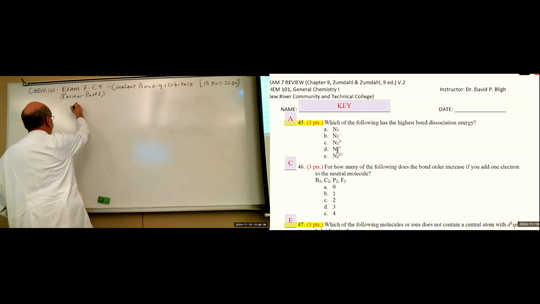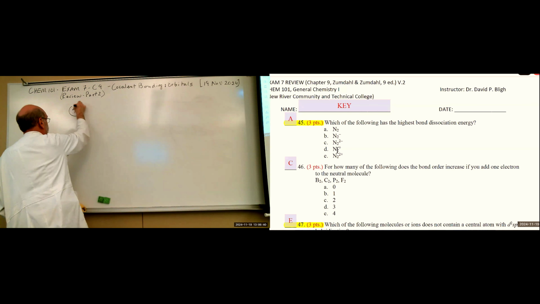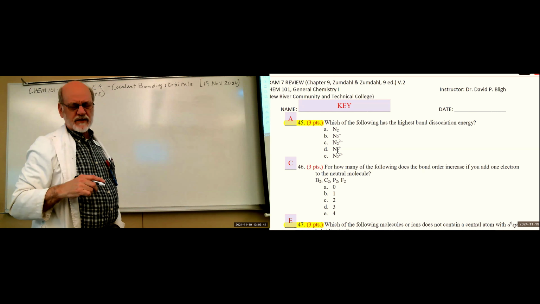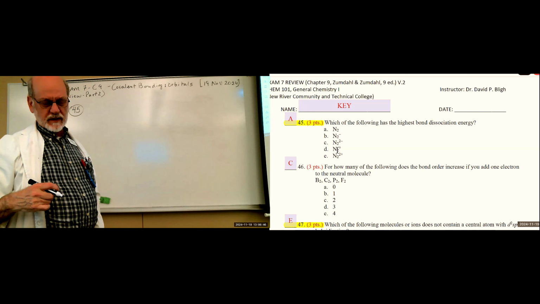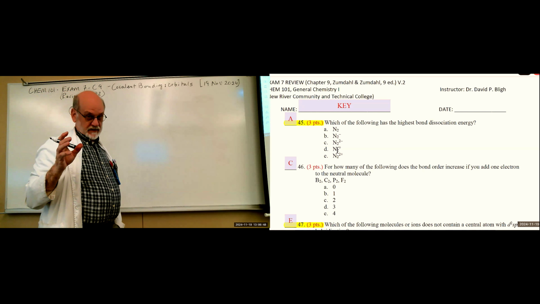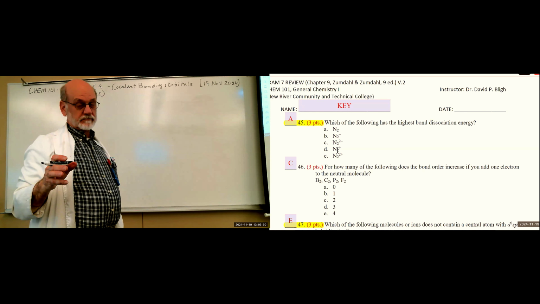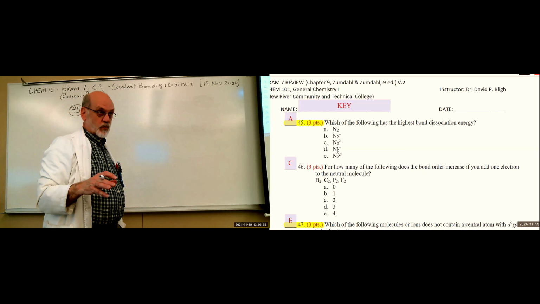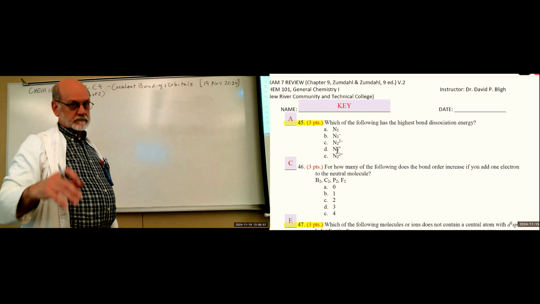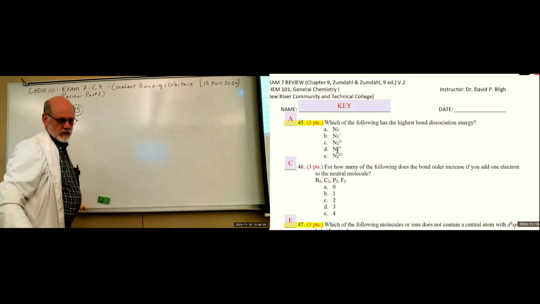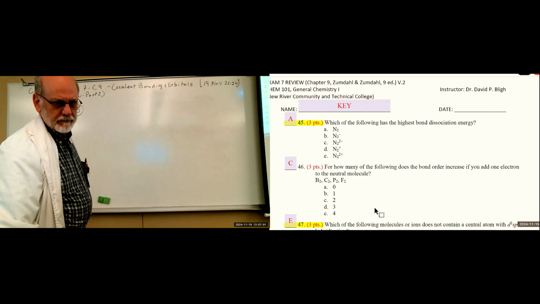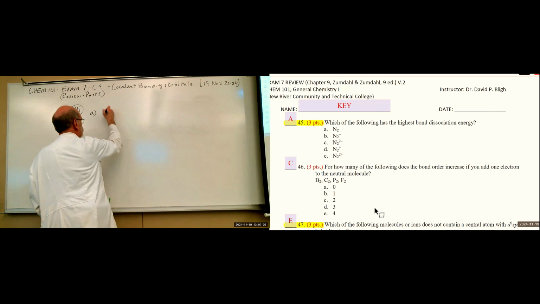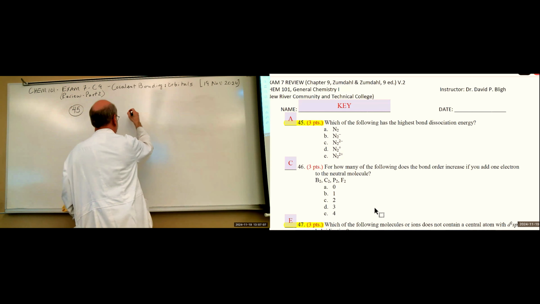Five. All right, which of the following has the highest bond dissociation energy? That means which one has the strongest bond? If we look at bond order, that'll tell us, because the higher the bond order, the more energy it takes to break it. So if we just draw N2 again, I think we can answer our questions.